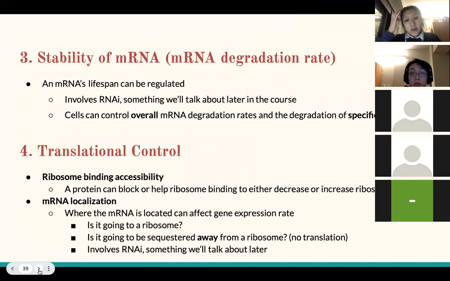Okay, so then a couple more different ways of gene expression regulation. You have stability of the mRNA, or mRNA degradation. Again, an mRNA lifespan, it's always going to eventually be degraded, but it can definitely be regulated and determined, like the cell can determine how fast it wants it to be degraded. So that involves RNAi, which is known as RNA interference, but that's something that'll be covered later on in the course, a few weeks later.